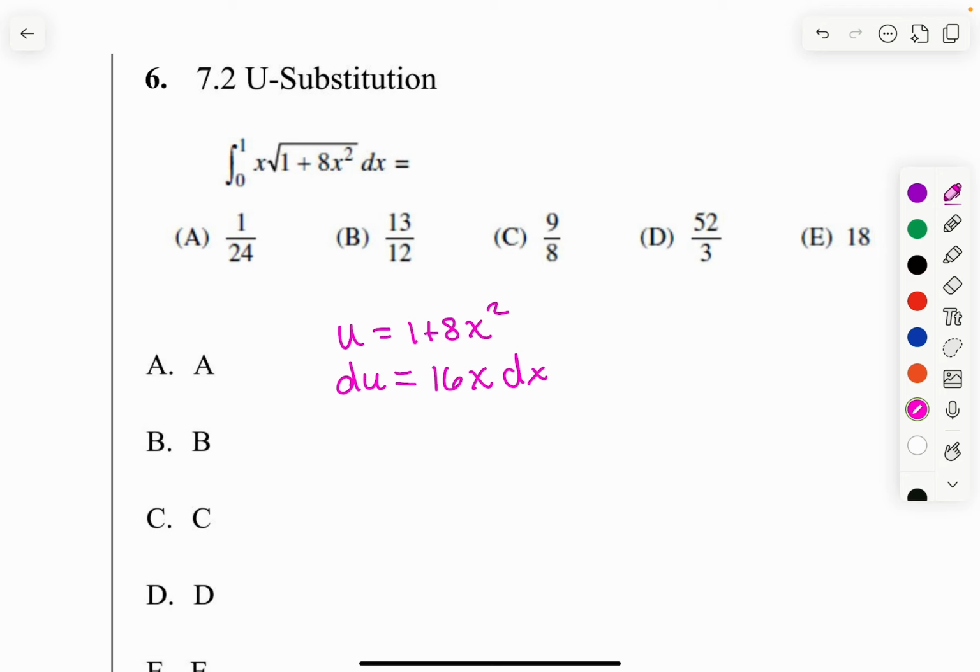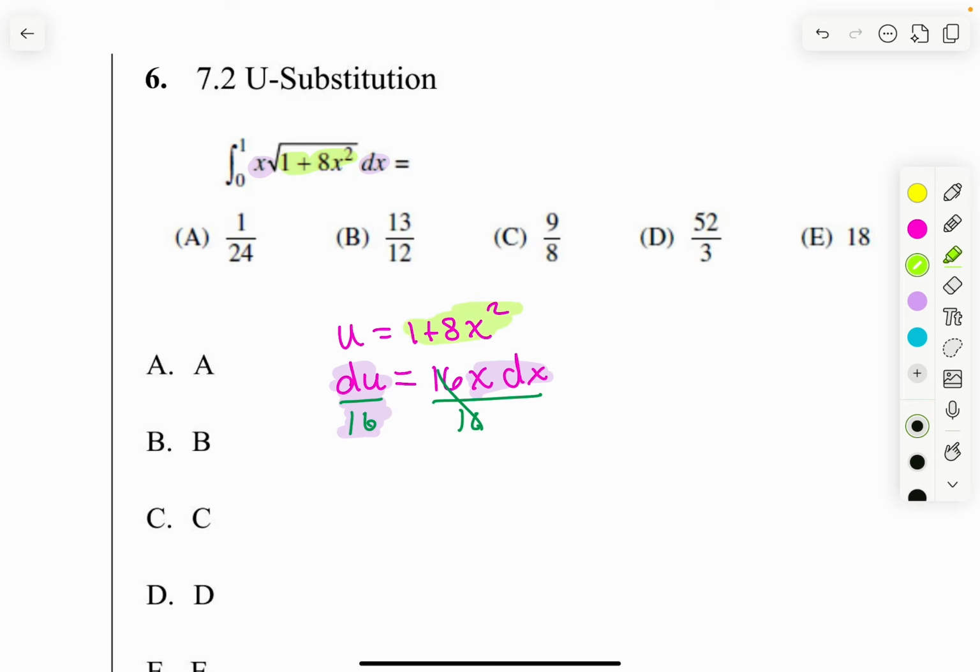dx, and you could replace x dx with du over 16, and then of course we have this becoming a u.